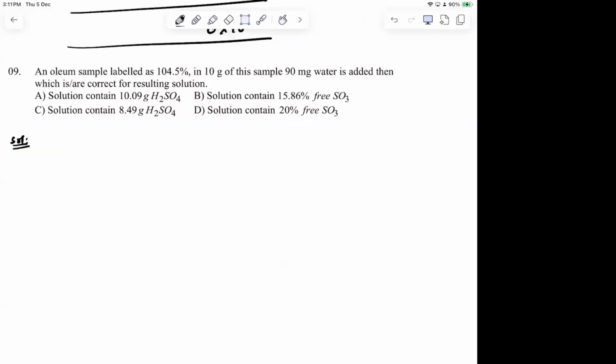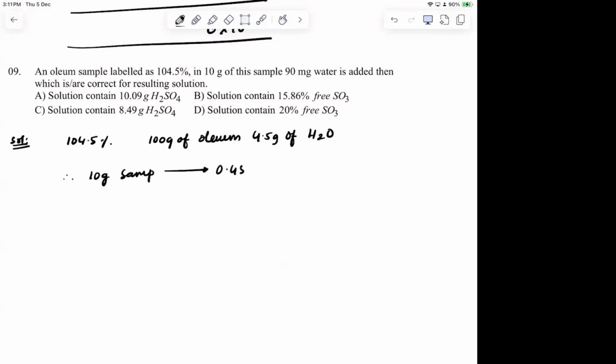See here we know that 104.5% represents we have added 4.5 grams of water to 100 grams of oleum, 4.5 grams being H2O. Therefore, a 10 gram sample will have how much? 0.45 grams of H2O to be added.